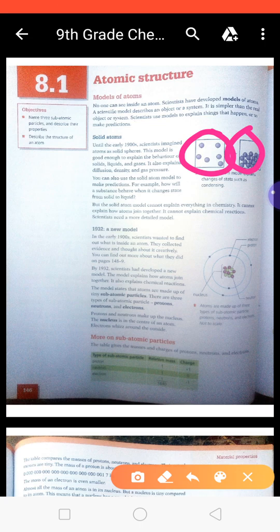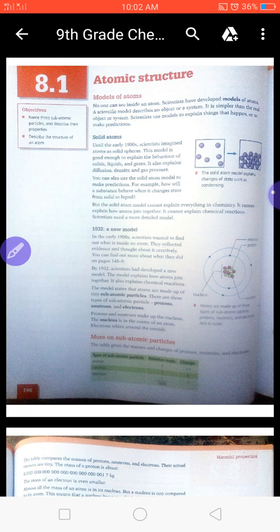But the problem is that this model cannot give you an explanation about chemical reactions. It cannot explain everything in chemistry, and it cannot give you information about how the particles are joined together. So that's why in 1932 scientists presented a new model of an atom, and this model can show you the arrangement of particles in an atom, and it can also give you information about the different parts of an atom and the structure of an atom.